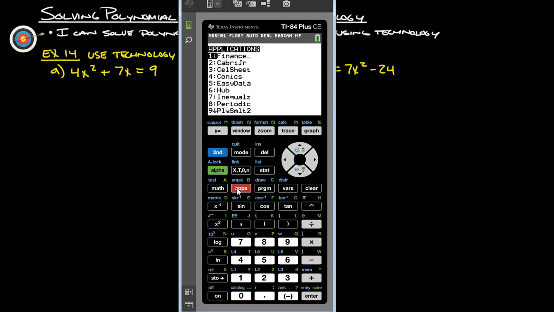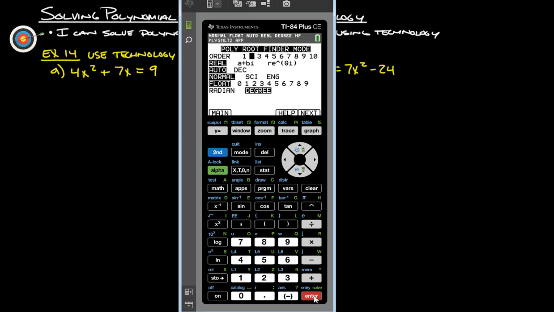So what you want to do is push apps for applications, and go to PlySmlt2. That's the polynomial simultaneous 2 is what that stands for. We're going to push enter, and it's going to give us several options. We just want to choose the first thing here, polynomial root finder, because the roots are all of our solutions here. We push enter, and now they're saying order.